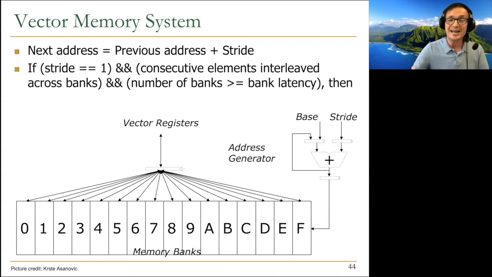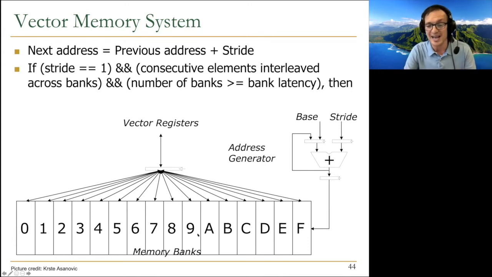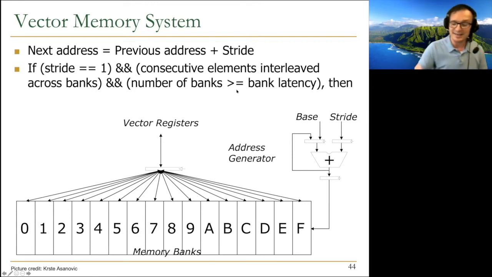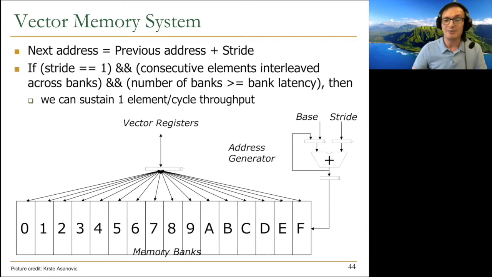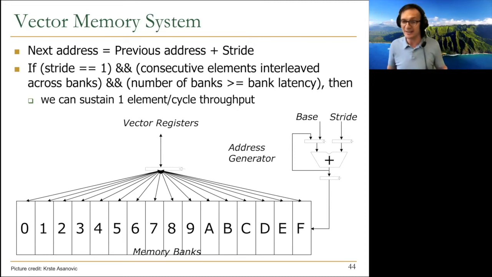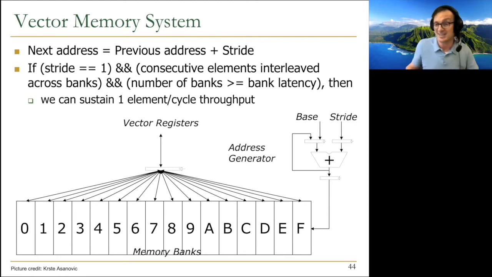Okay, so next address is simply calculated as the previous address plus the stride, so it's very regular, as you can see. Now, if stride is 1 and consecutive elements are interleaved across consecutive banks, and the number of banks is greater than the bank latency, then we can sustain 1 element per cycle throughput. Now, if any of these is different, then you may get a different answer. For example, if the number of banks is less than the bank latency, then you will not be able to sustain 1 element per cycle throughput, because at some point you will need to stall. Okay, so you really want the number of banks greater than your bank access latency. So if your bank access latency is 11, in Cray-1 it was 11, they basically put 16 banks so that they could have enough banks to cover for the 11 cycle latency, right? Okay, so if your bank access latency is 33, how many banks do you need to have so that you sustain 1 element per cycle throughput? Any takers? Your bank access latency is 33.